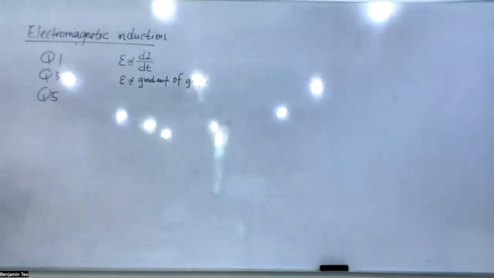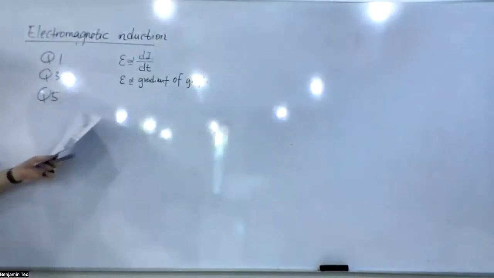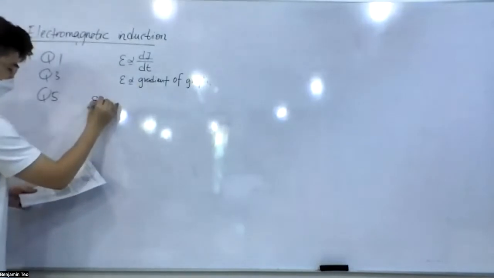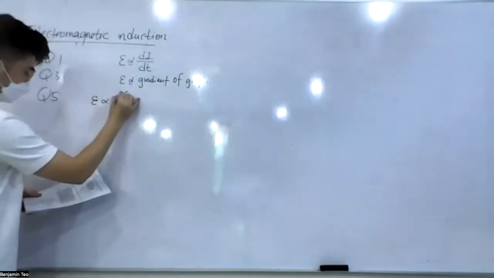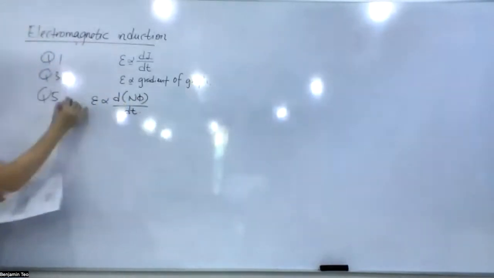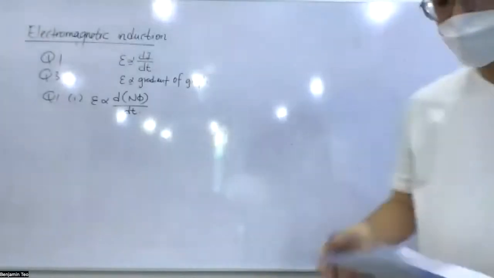Okay, number 1, state Faraday's law of electromagnetic induction. Induced EMF is directly proportional to the rate of change of magnetic flux linkage. So you give this one E is proportional to dphi/dt. Question 1, guys. For the online students, we are at question 1.